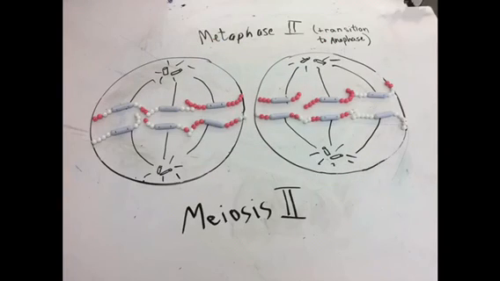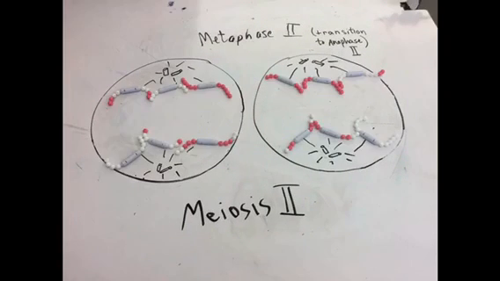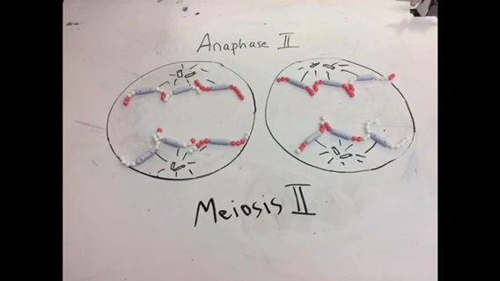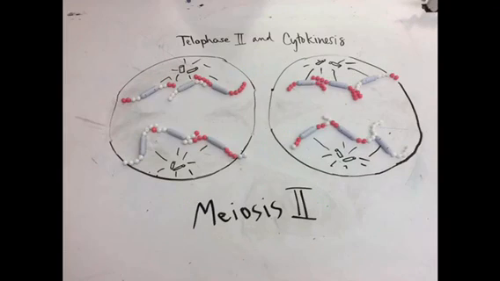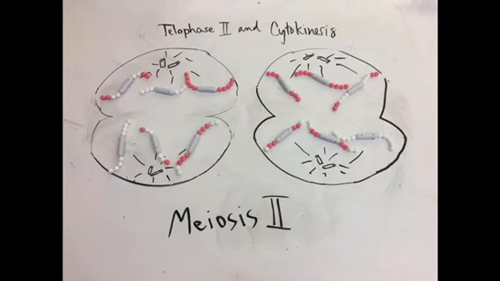Now we move into anaphase 2. In anaphase 1, breakdown of the proteins holding together sister chromatids at their arms occurred. In anaphase 2, the breakdown of the proteins holding the sister chromatids together occurs. This allows the chromatids to separate and be moved by the microtubules to opposite poles. Finally, telophase 2 and cytokinesis occur.